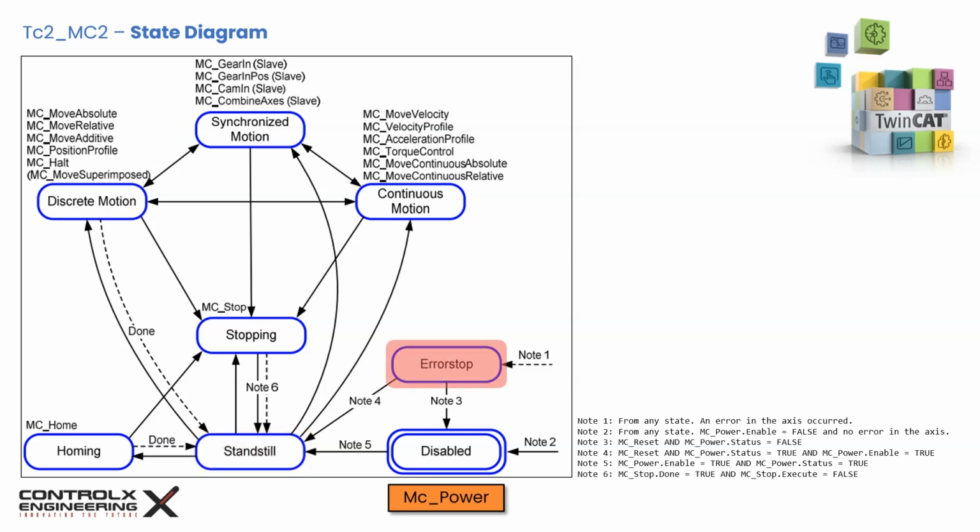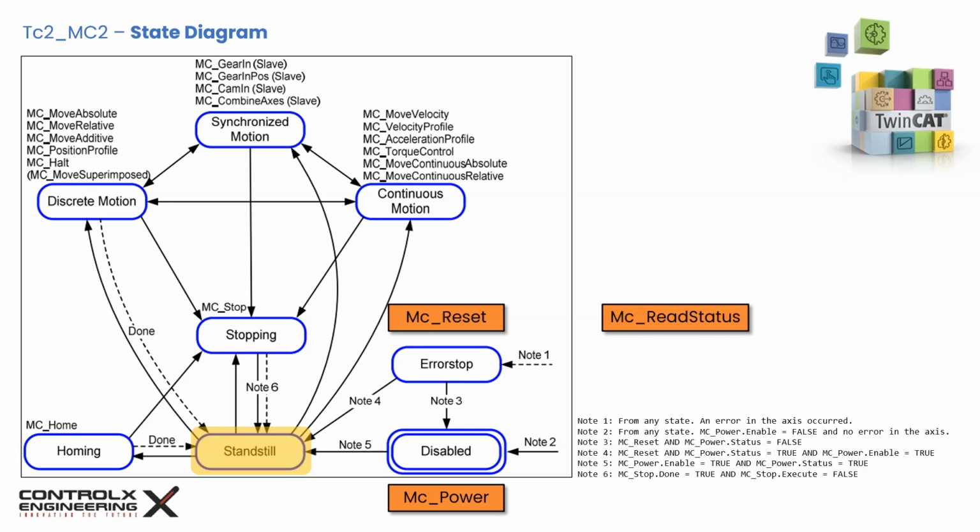When the axis faults, it switches to the error stop mode and stays here until the fault condition is cleared and the axis has been reset using the MC Reset function block and brought back to the standstill state. From standstill, the axis can be transitioned to either of the motion states using appropriate function blocks. For example, we can use the MoveAbsolute positioning function block to move the axis to a desired position, after which it switches back to standstill and is ready for the next command execution. All function blocks that can affect the state are shown on the diagram. Function blocks which are not listed on the state diagram do not affect the state, meaning that whenever they are called, the state does not change. One example of such a function block is MC ReadStatus.